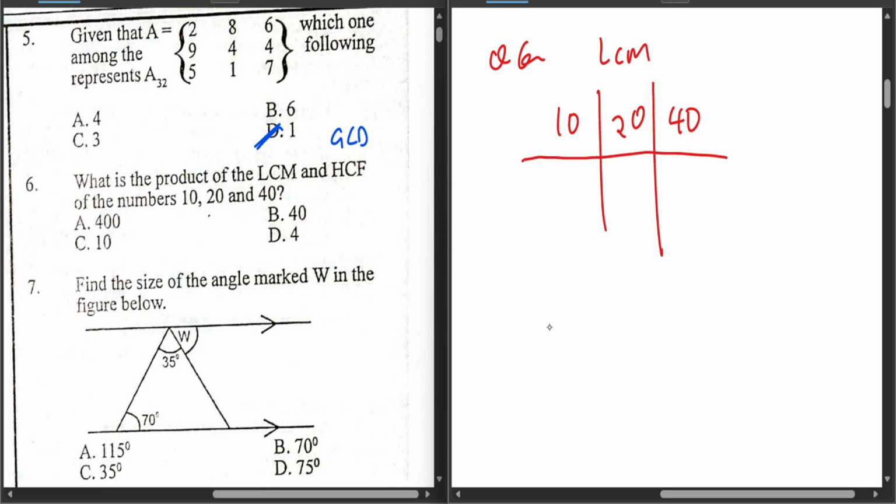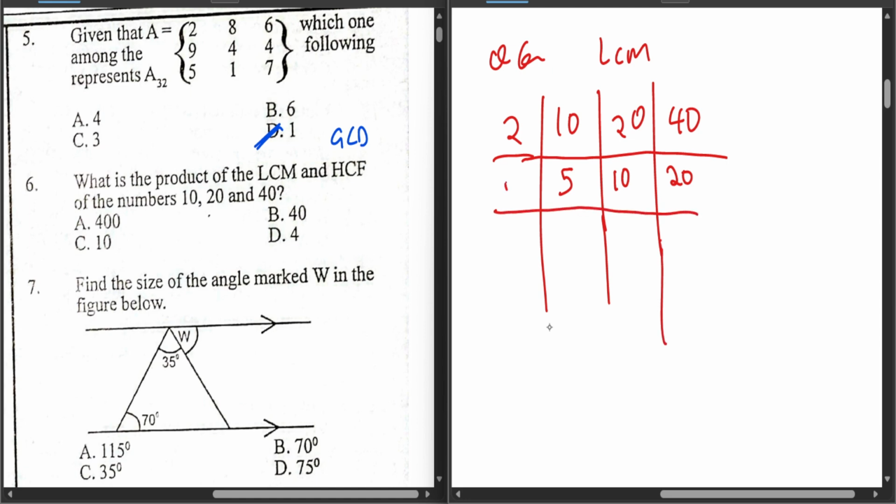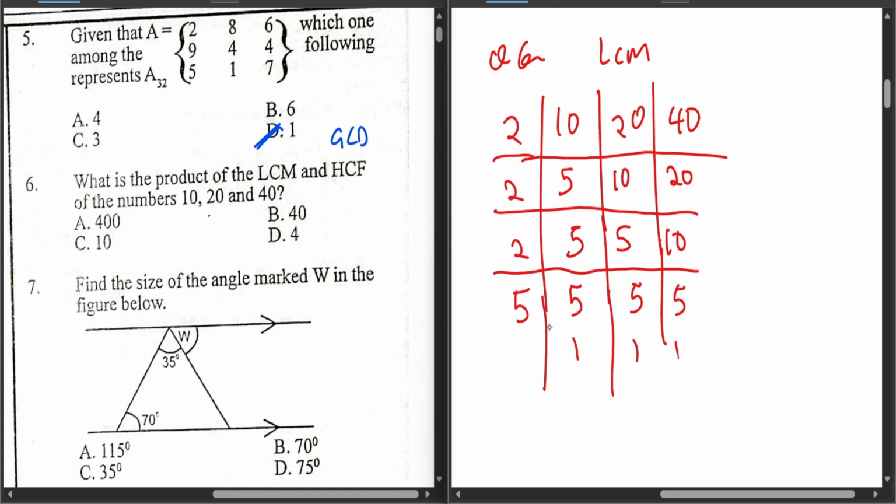Okay. Using the box method, many of the students know this. 10 divided by 2 gives you 5, 20 divided by 2, 10, 40 divided by 2 is 20. Then divide by 2 once more gives you 5, 5, and 10. Then divide by 2 again to give you 5, 5, and 5. Then divide by 5 to give you 5, 1, 1, and 1.